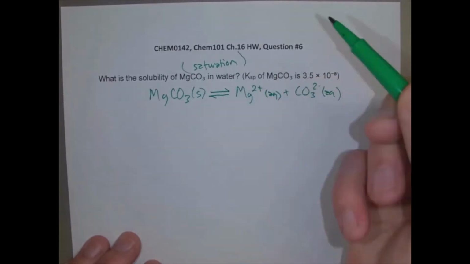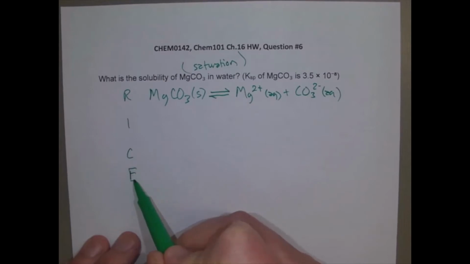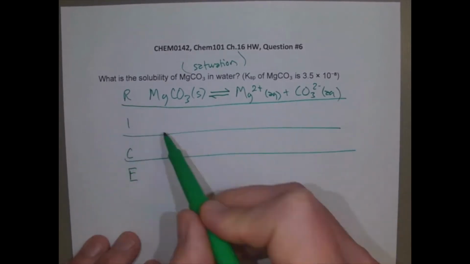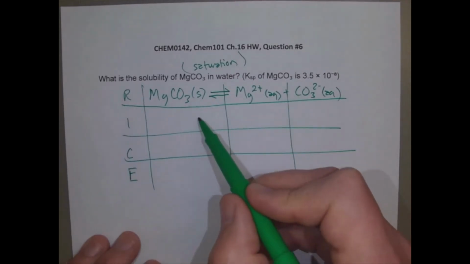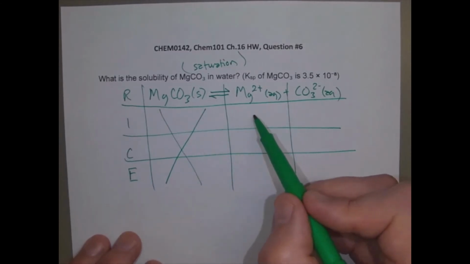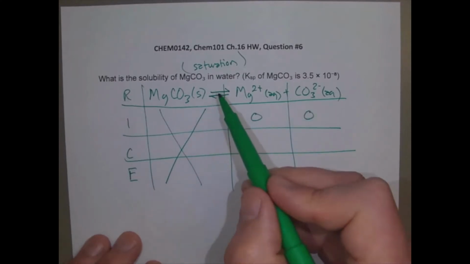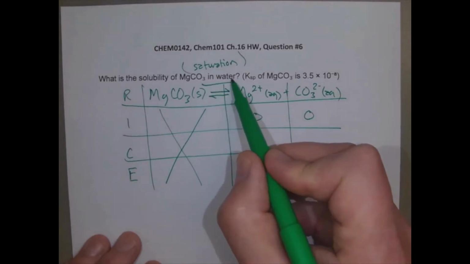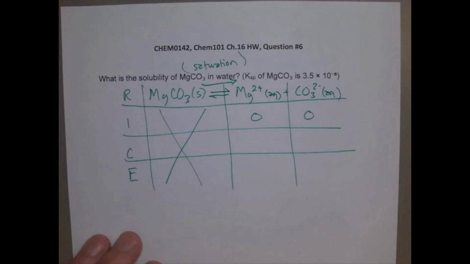Then I can do a RICE table to figure out what the solubility is. So I'm just going to set up my table, get my rows, get my columns. Now remember, because this is a solid, we just leave it out of the calculation part. Initially we have none of these ions present, but because this is a reversible reaction and we're at equilibrium, there is going to be a shift to the right to produce some of these ions, and so these zeros are going to change.